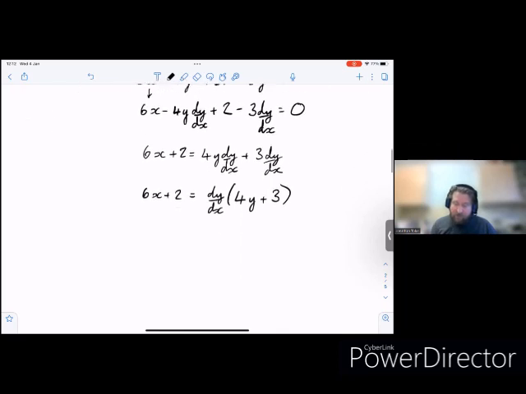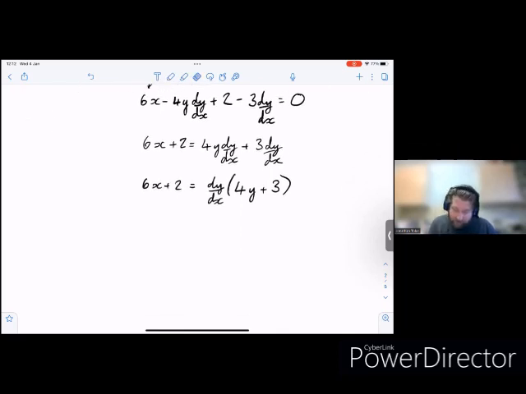And now we can divide by 4y plus 3. I'm going to put dy by dx back on the left-hand side because it looks more natural to say dy by dx equals 6x plus 2 divided by 4y plus 3. And just have a quick check. Can we simplify that? It doesn't look like we can. There are no common factors on the top or the bottom, so that looks like our final answer.